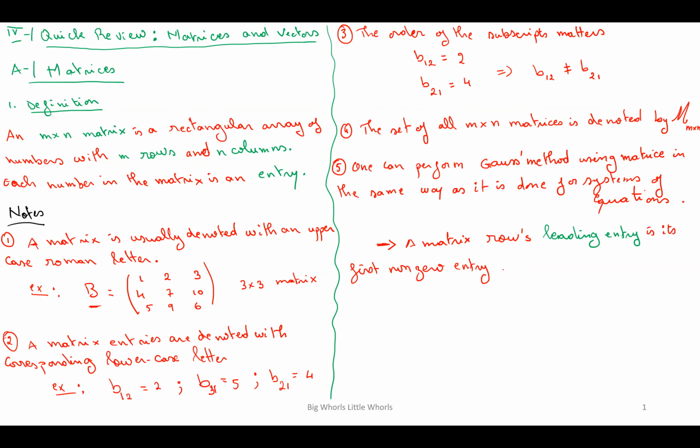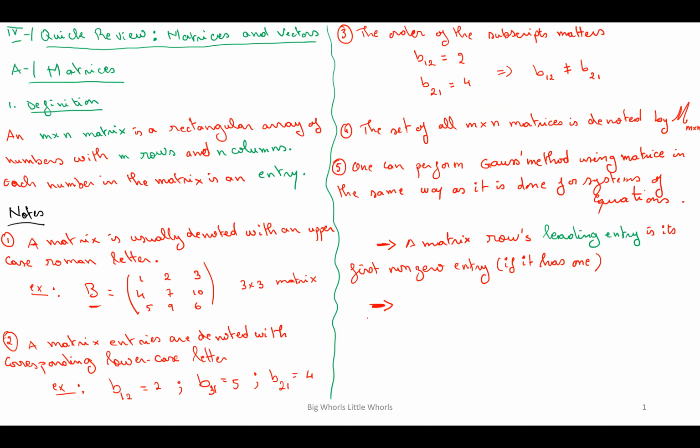Okay, if it has one, very important, if it has one, because a row may not have a leading entry. A zero row has no leading entry.